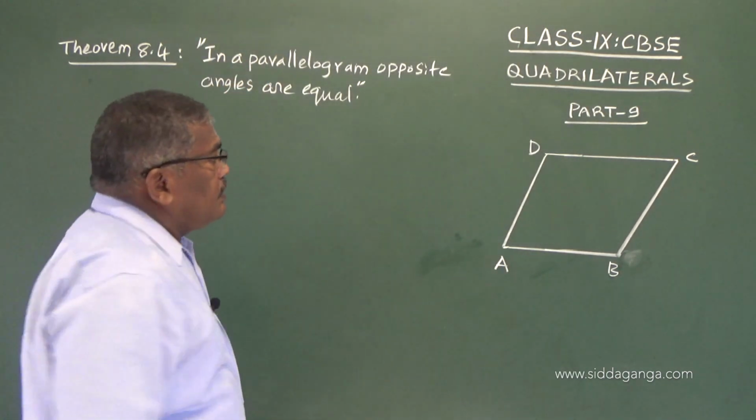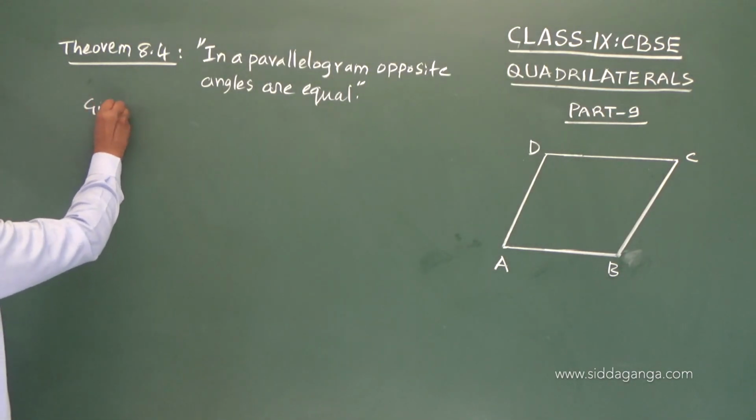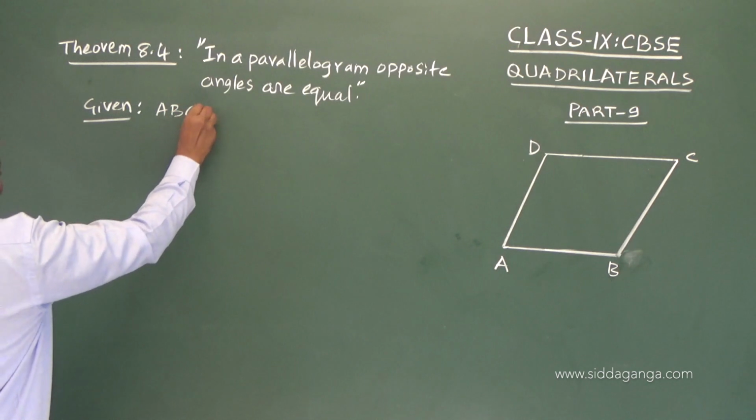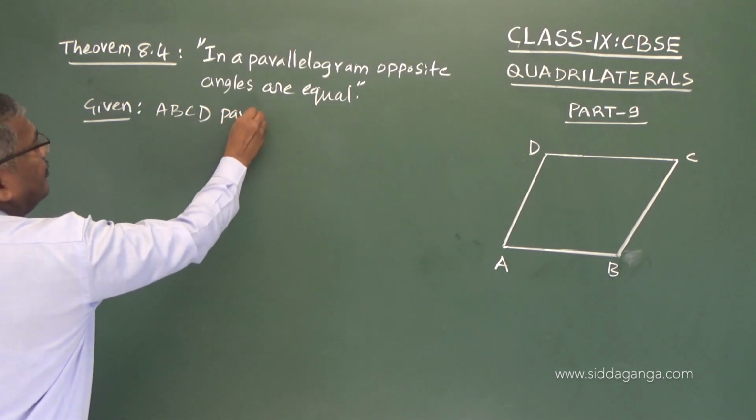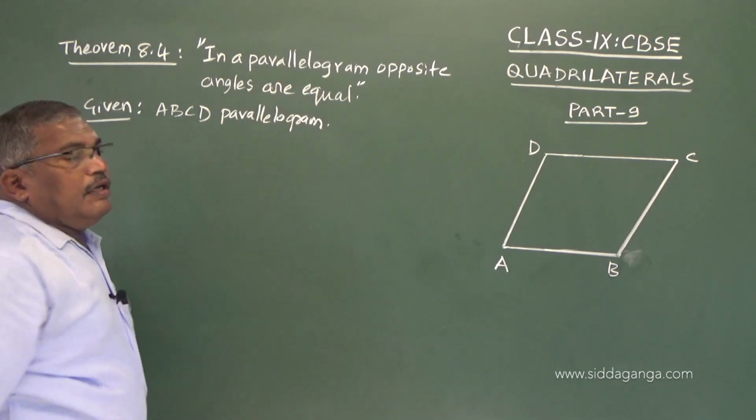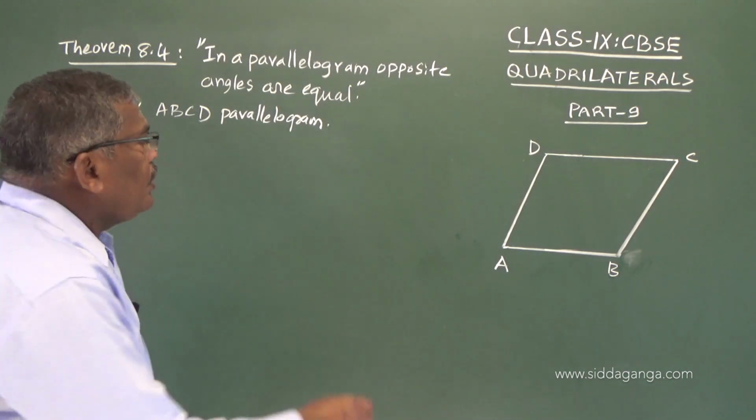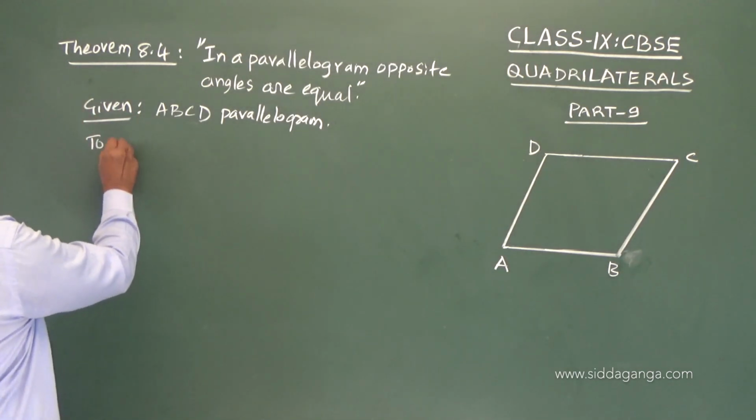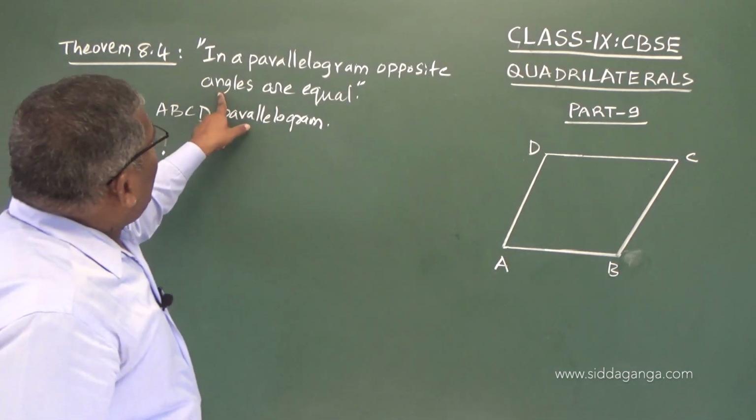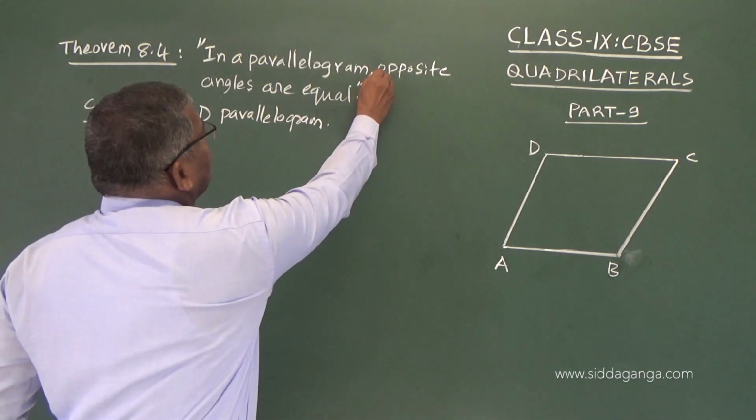So let us record the given data. Given. So what is given in this? ABCD parallelogram is given. So what is to be proved? To prove: opposite angles are equal in a parallelogram. So this is the given data.